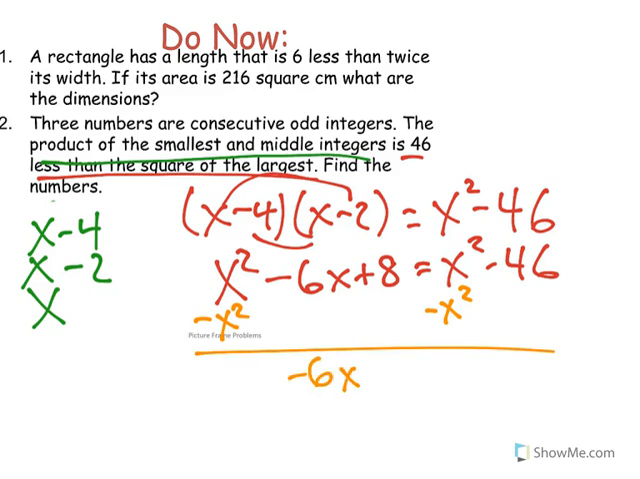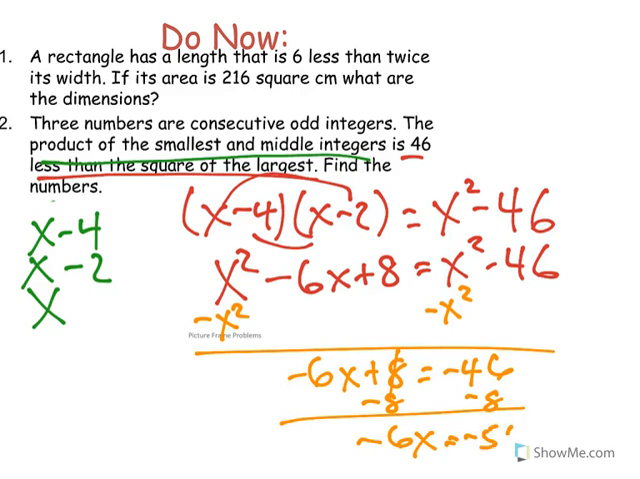I get negative 6x plus 8 is equal to negative 46. I add negative 8 on both sides. I get negative 6x is equal to negative 54. I divide by negative 6, and I simply get x is 9.